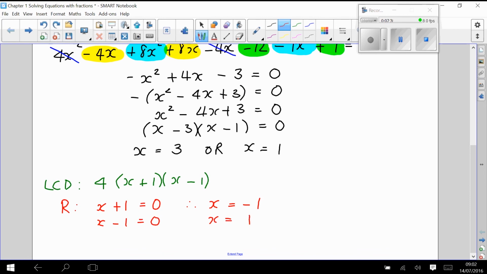At this stage, the warning light should be going, because you should notice that one of the solutions that I got was, in fact, when x was equal to 1. Well, I'm not allowed to use that. So in this example, the equation only has one solution, and that is when x is equal to 3.